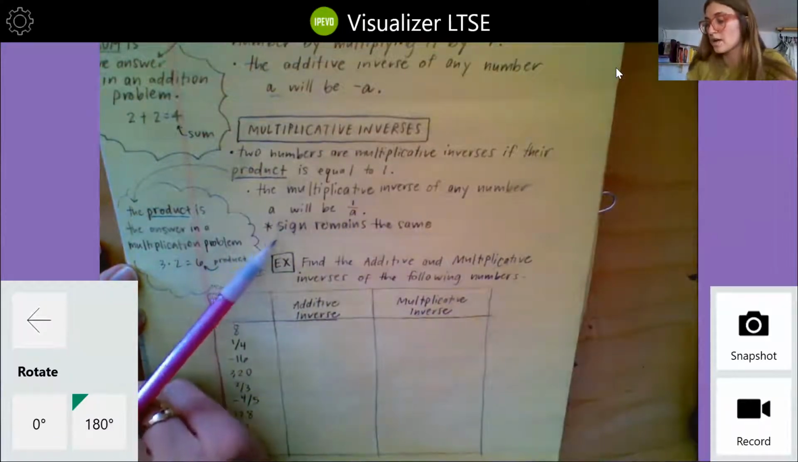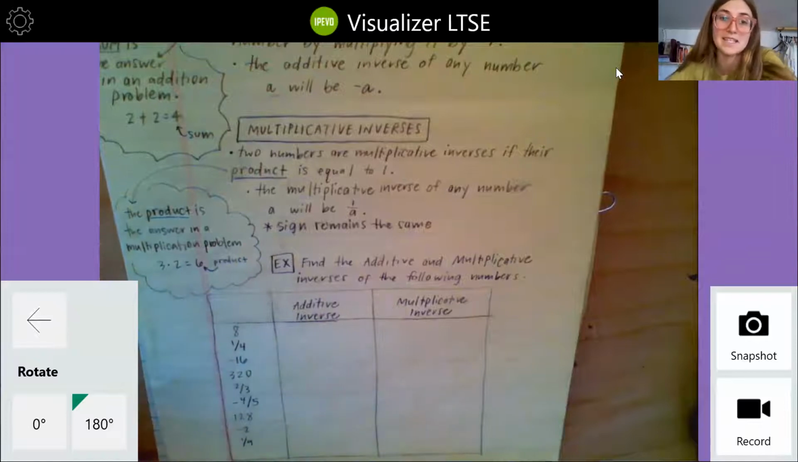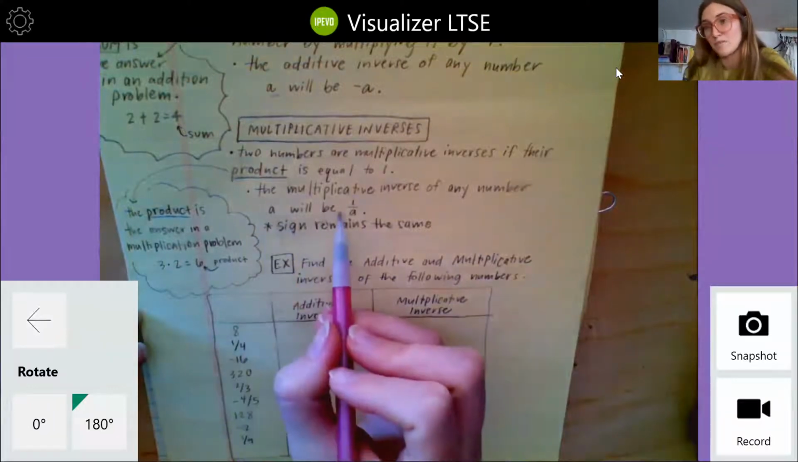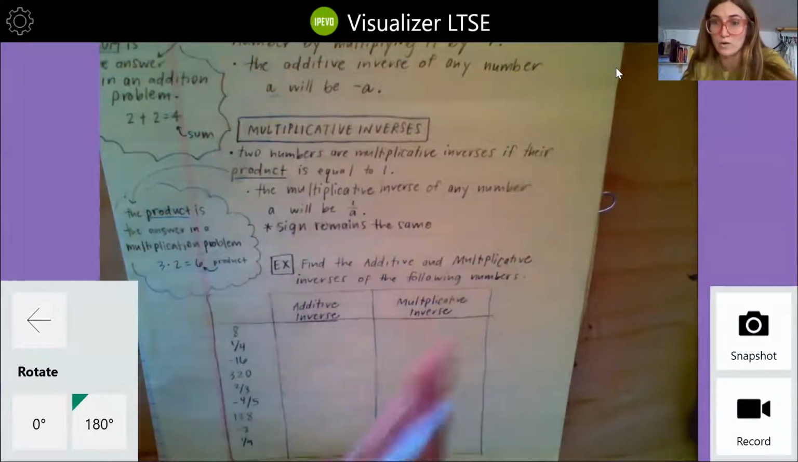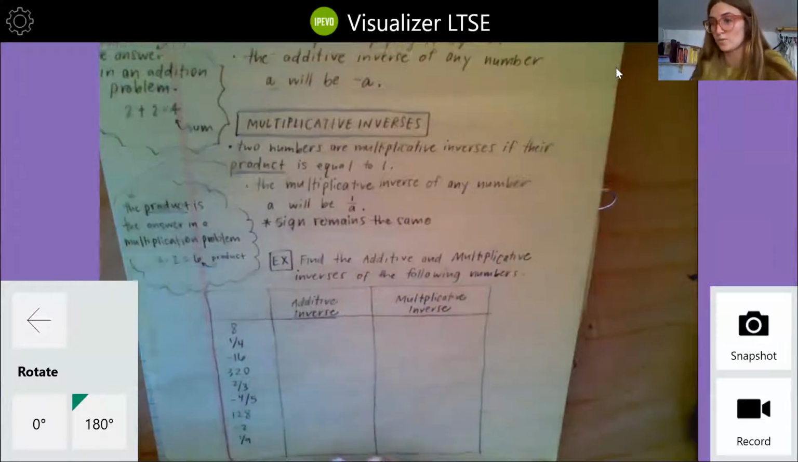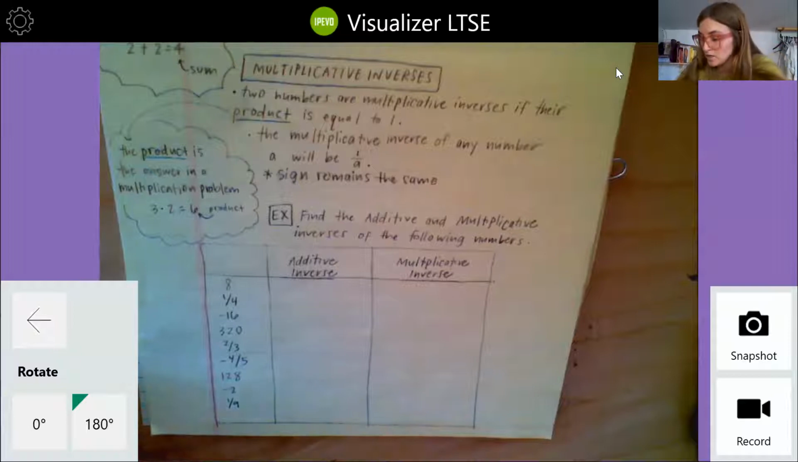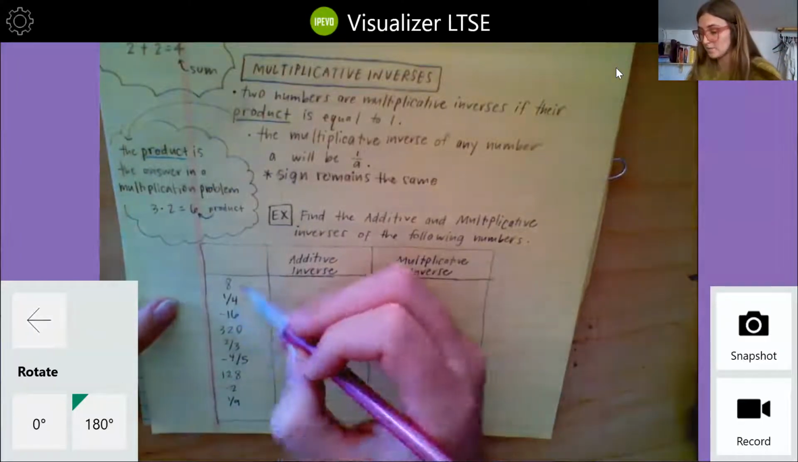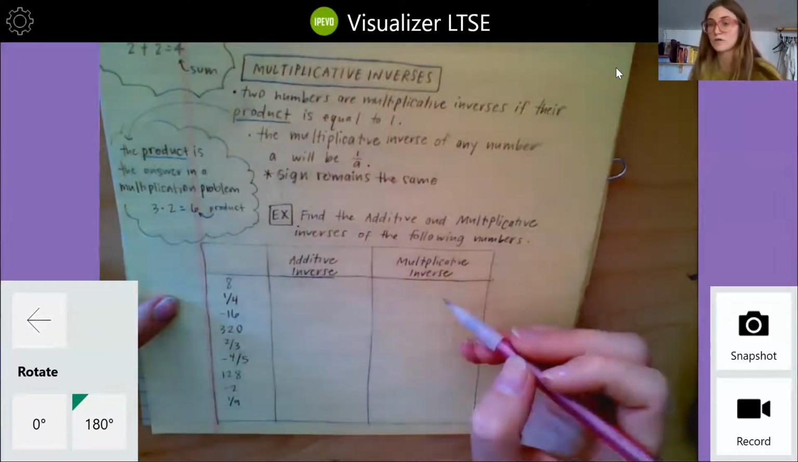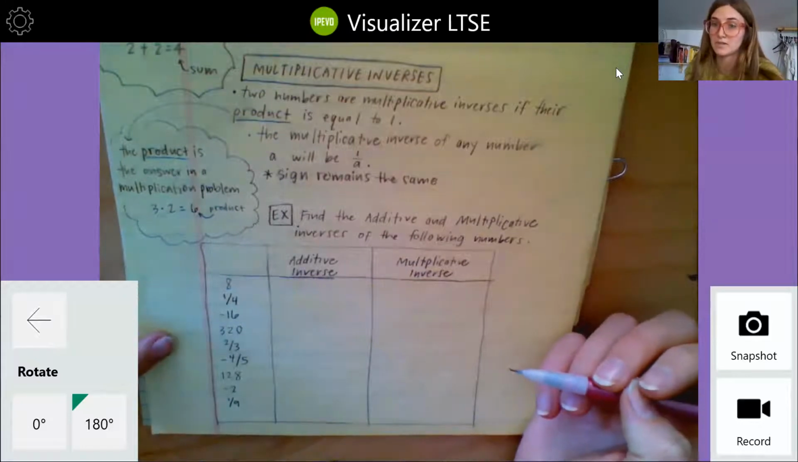And just a note, for multiplicative inverses, the sign remains the same. So it's not A and -1 over A, it's A and 1 over A. So both positive. So let's go through some examples. We'll look at these numbers and we'll come up with their additive inverse and their multiplicative inverse.